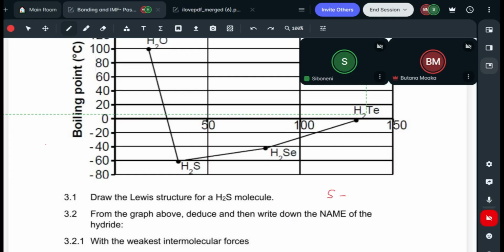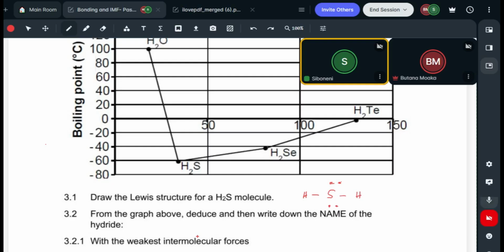So we put the bonds like this, right? And then we're going to say the 2 atoms contribute 2 electrons. Should I put them on top of sulfur? Yes, you put 2 dots on top of S, 2 dots below the S as well, because sulfur has 2 lone pairs. So you need to always show the lone pairs, okay?